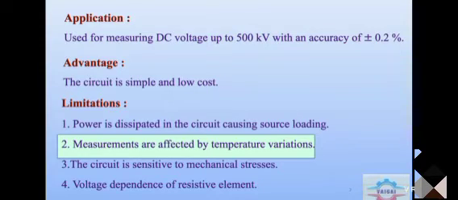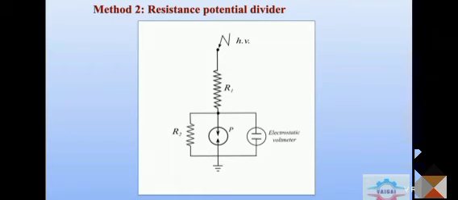The next one is voltage dependence of the resistive element. So these are the limitations of the series resistance micrometer method. Let us see the resistance potential divider method, which is the second method.